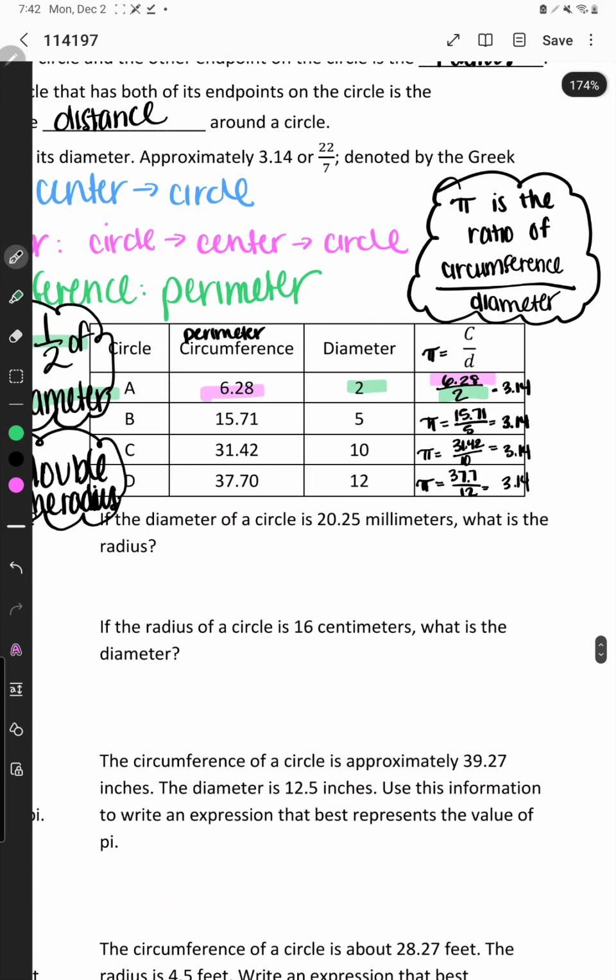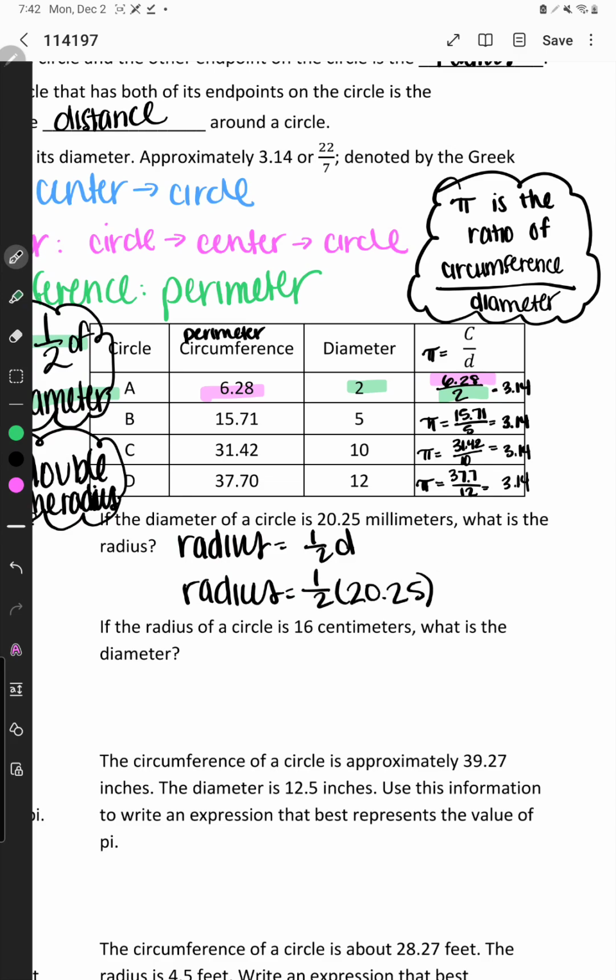The next one says, if the diameter of a circle is 20.25 millimeters, what is the radius? Well, remember, radius is half of diameter. So if I'm looking for the radius and I know the diameter, then my radius would be half of 20.25, which would give me 10.125.